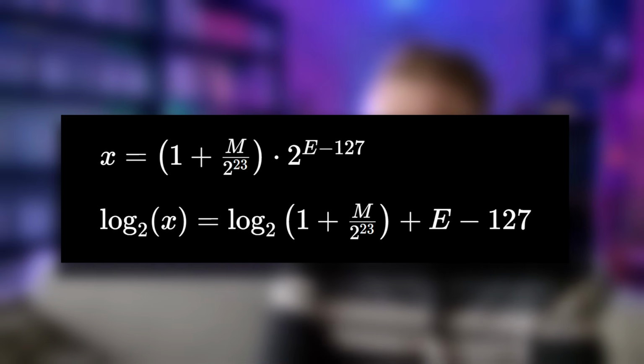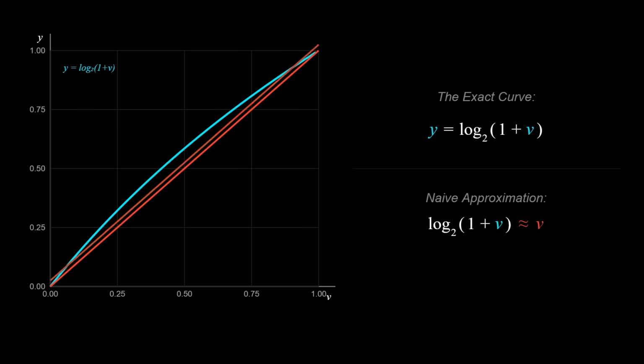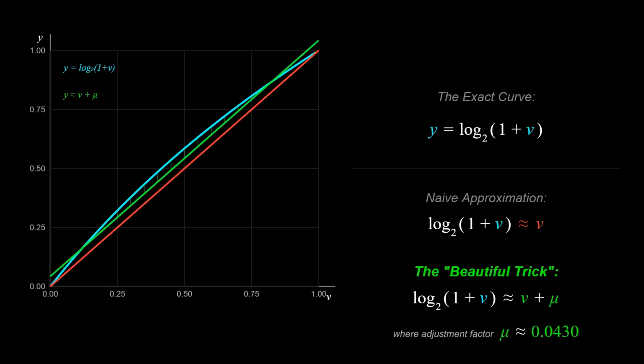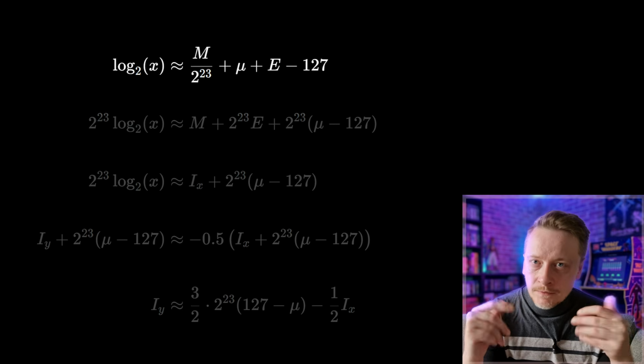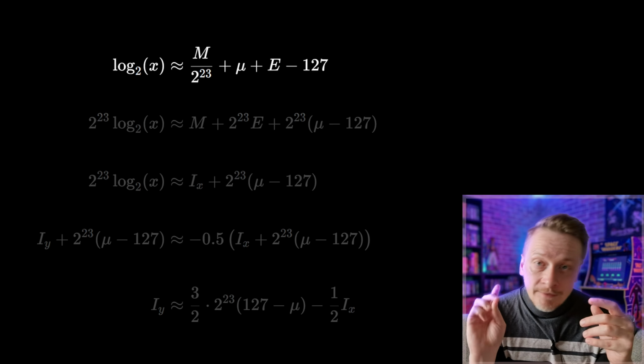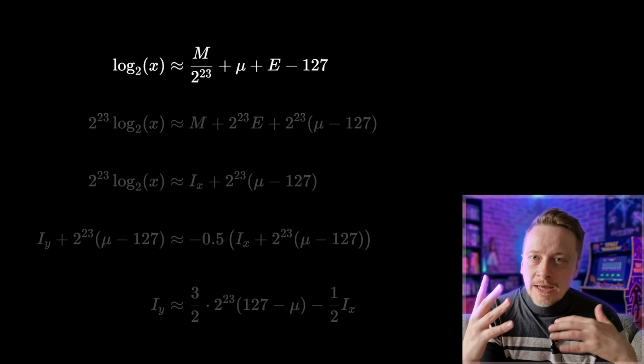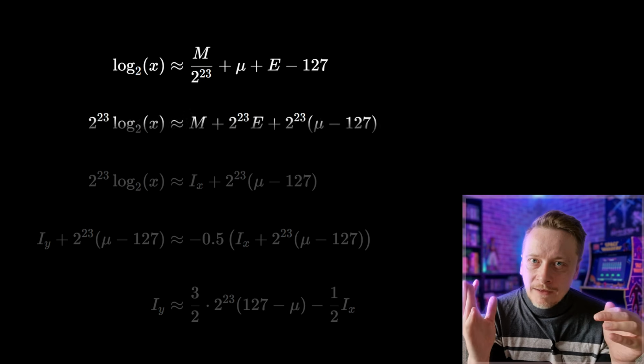Here is the dirtiest, most beautiful trick in the whole algorithm. In mathematics, logarithm base 2 of 1 plus v is roughly just equal to v plus a tiny adjustment factor to correct the curve. Let's call it adjustment factor mu. Let's substitute that into our equation. Logarithm base 2 of x is approximately equal to m over 2 to the power of 23 plus mu plus e minus 127.